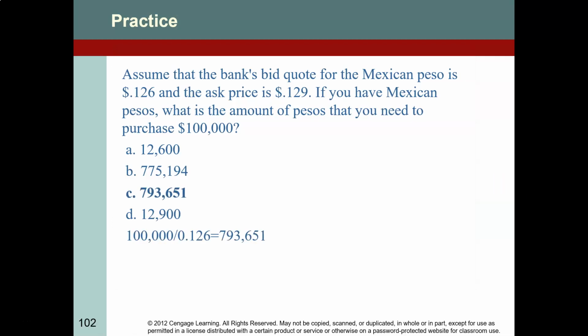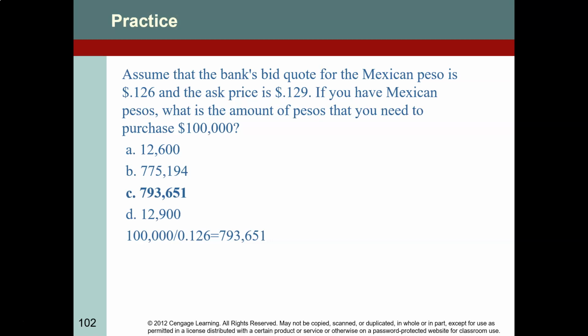Okay, so when we look at this question, we know that the bank's bid price for peso is $0.126, which means the bank is willing to buy peso at this rate. And the ask price, or the selling price, of the bank is 0.129, which means the bank is willing to sell at this price, 0.129.